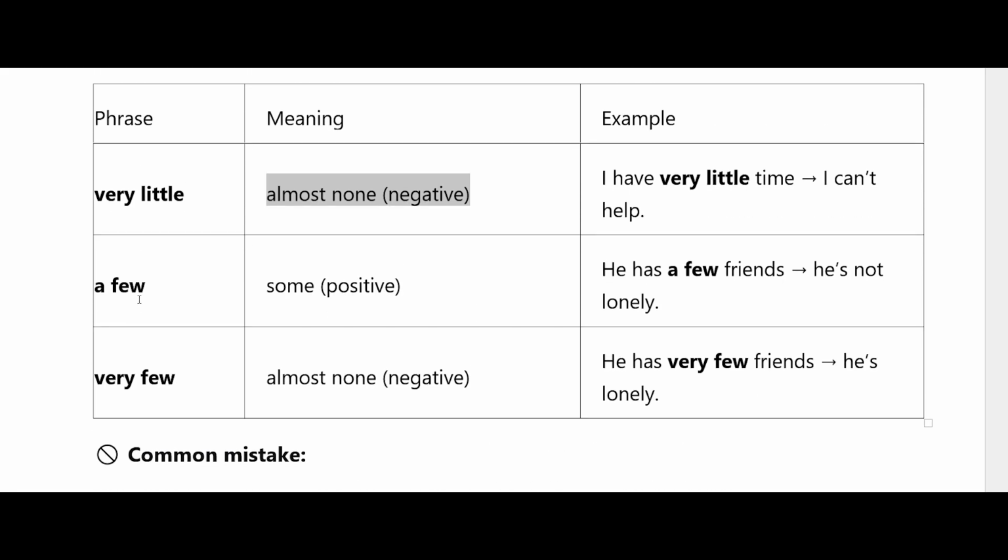And the same thing with a few and very few, but there is only one difference. It's for plural nouns or countable nouns. A few: he has a few friends, he's not lonely, so that's good for him. Very few, almost none, negative. He has very few friends, he is lonely.